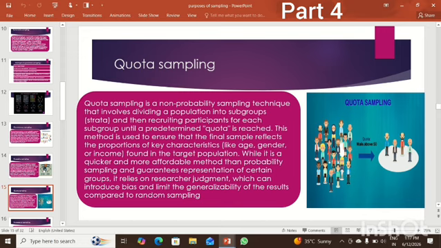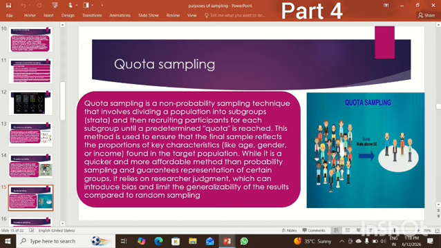Quota sampling is a non-probability sampling technique. There is not much probability because the data will be generalized on the basis of some standards and rules. It involves dividing a population into subgroups, strata, and then recruiting participants for each subgroup until a predetermined quota is reached. This method is used to ensure that the final sample reflects the proportions of key characteristics, like age, gender, or income found in the target population.